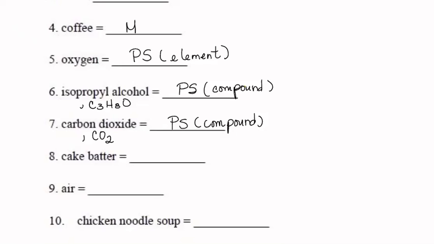Number 8, cake batter. What is that? Great, that is a mixture. Air, we did that one. Awesome. That is also a mixture. Lastly, chicken noodle soup.